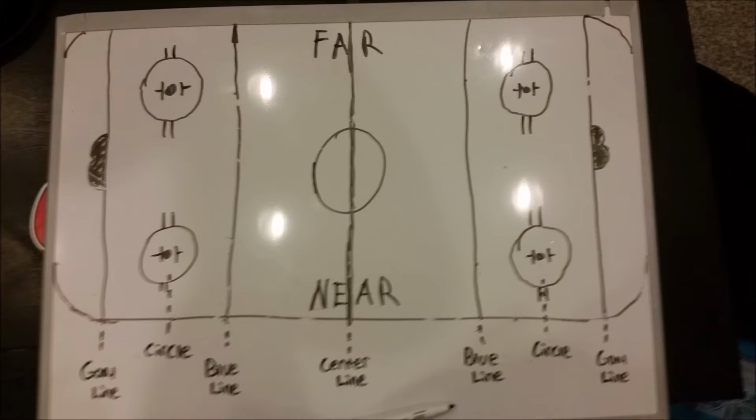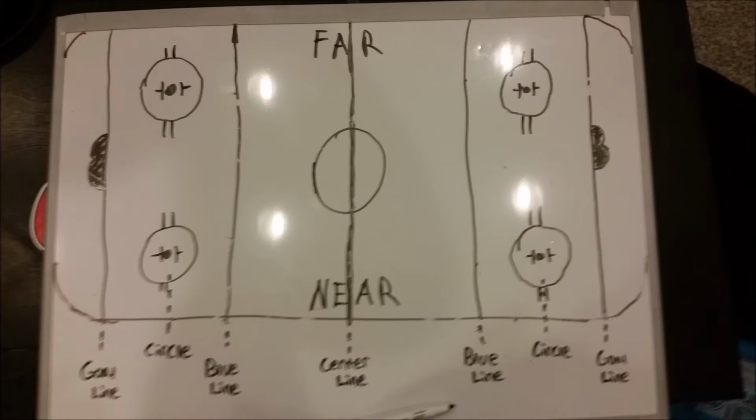So to start out with, we're going to do some really easy terminology stuff. We're going to start by identifying our lines. From the left end of the rink, we're going to have our goal line, our circles, our blue line, our center line, a blue line, circles, and a goal line. This is all pretty easy stuff.